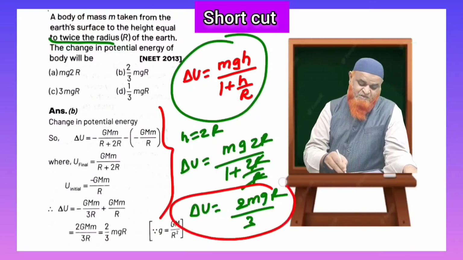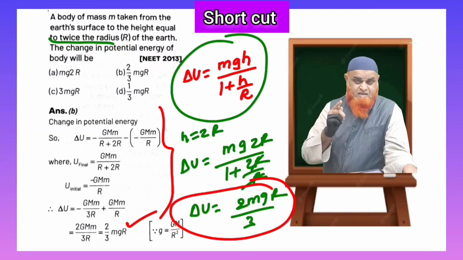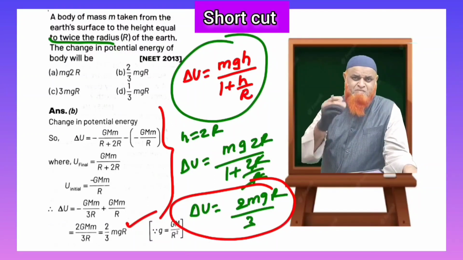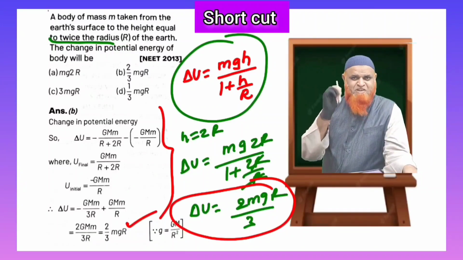Now you can just see the method. This is 2 by 3 mgr. Getting 2 by 3 mgr. Yes, if you practice 2 or 3 problems, you can solve this problem just by seeing. No need of any pen.